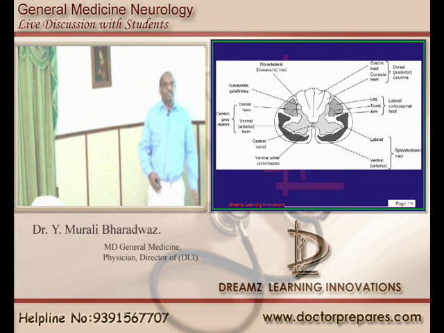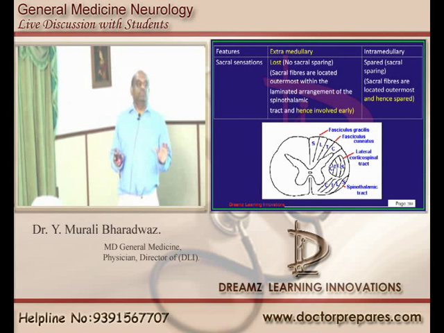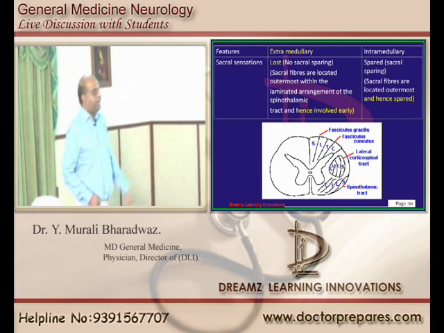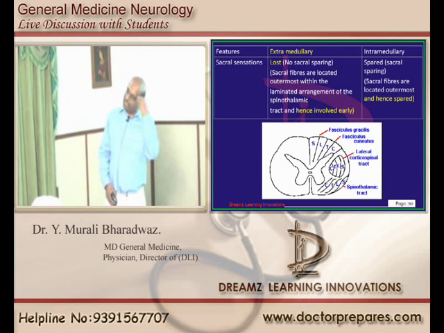Then sacral sensation. Sacral sensation, what does it mean? Pain and temperature in the sacral area. We are talking about which tract? Spinothalamic tract. Let us look at the spinothalamic tract, how the fibers are. Sacral fibers are more peripheral and cervical fibers are more central. So that is the reason in extramedullary lesions, the sacral fibers will be nicely compressed. So there is no sacral sparing. Sacral fibers are involved. In the sacral area, pain and temperature, everything is involved.